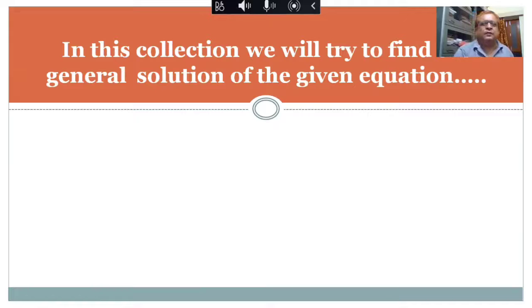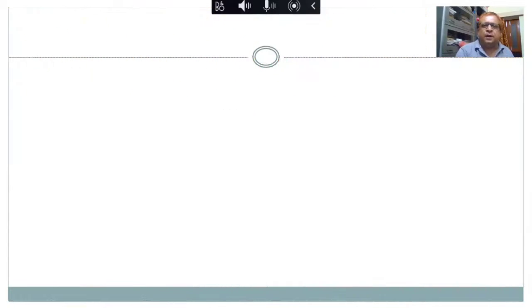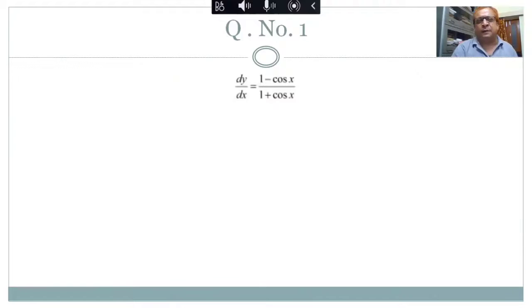In this collection, we will try to find the general solution of the given equation. Now we have the first question of the exercise: dy by dx is equal to (1 minus cos x) upon (1 plus cos x). As our first rule, we will change the 1 minus cos x and 1 plus cos x into sin x and cos x as per our trigonometric formula.